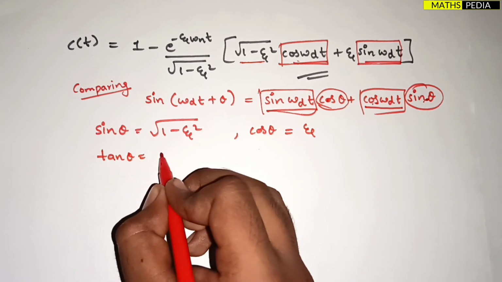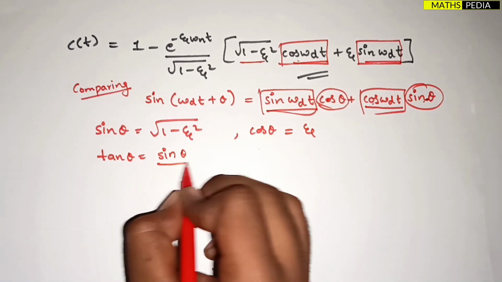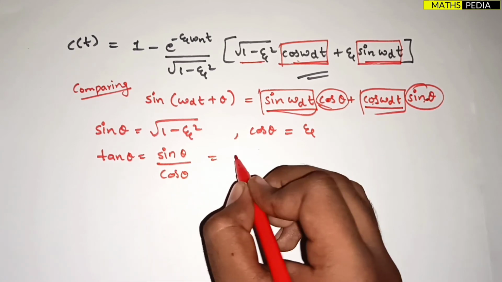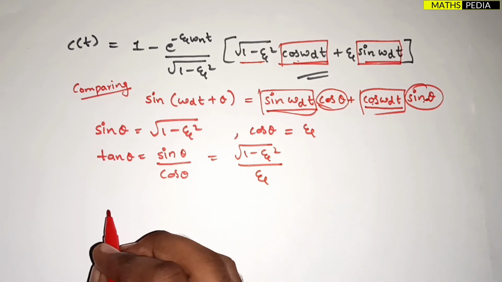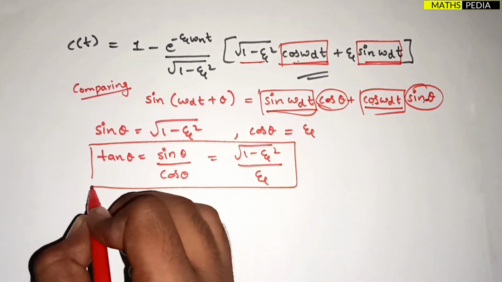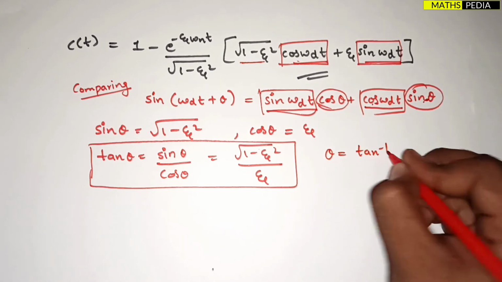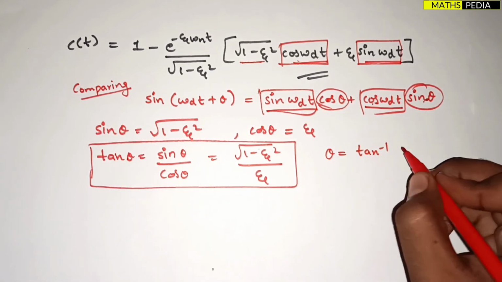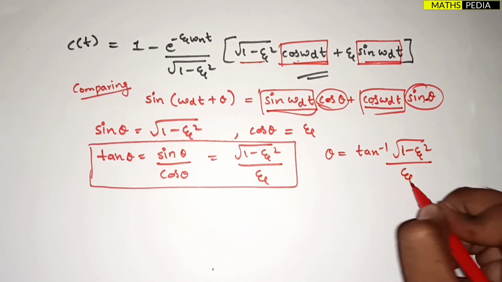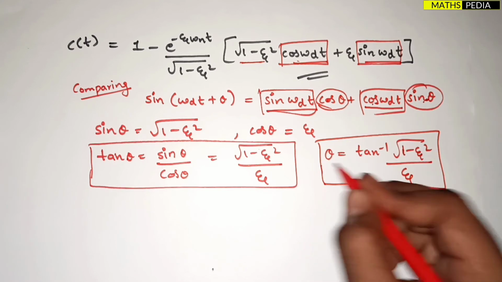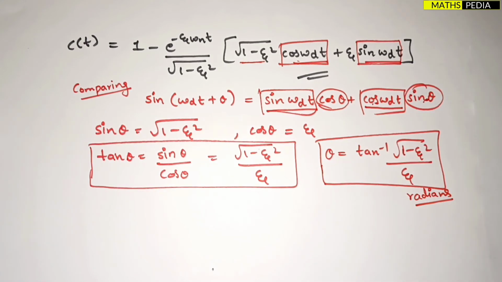So from this, can I write tan theta? Tan theta is nothing but sin theta by cos theta, which is equal to square root of 1 minus zeta square by zeta, correct? This is the important thing. So from this I can write the theta value. Theta is nothing but tan inverse of square root of 1 minus zeta square by zeta. This is important. This theta will be in radians, not in degrees, radians.